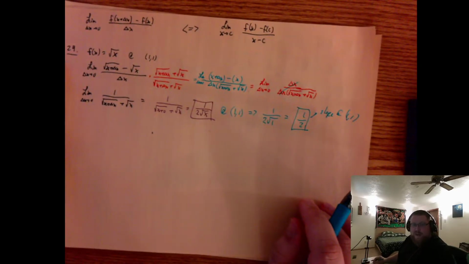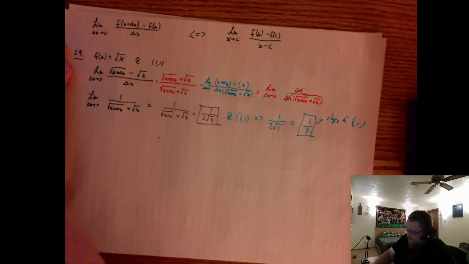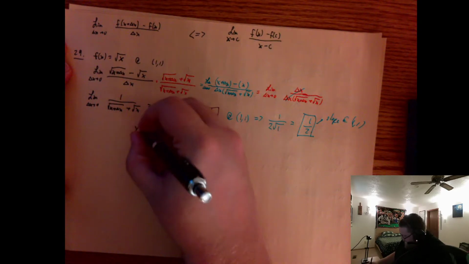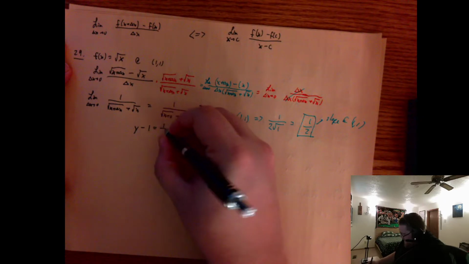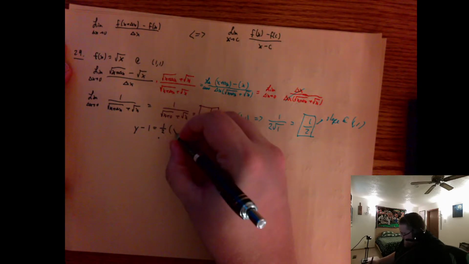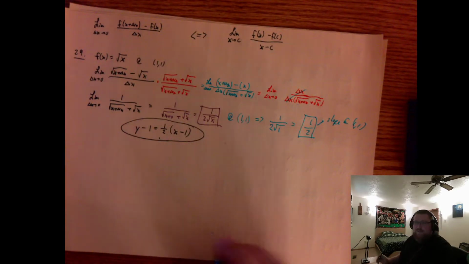Now, to find the tangent line, which was what the question asked us to do, we got to take that equation, which was y minus y1, which is 1, equals m, which is the slope, 1/2, x minus x1. And so this is the tangent line of that function at that point.